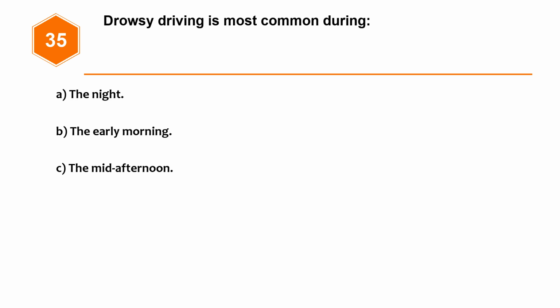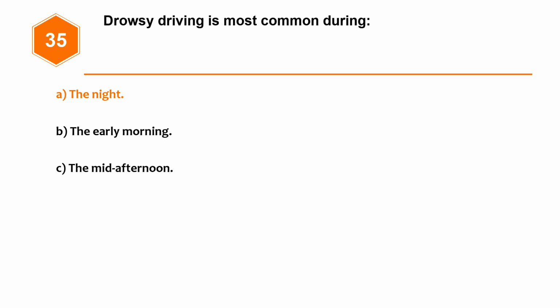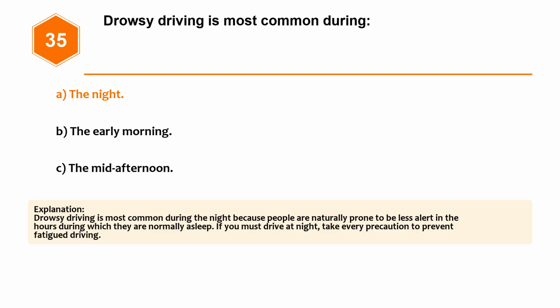Question 35. Drowsy driving is most common during. Option A, the night. Option B, the early morning. Option C, the mid-afternoon. The correct answer is option A, the night. Explanation. Drowsy driving is most common during the night because people are naturally prone to be less alert in the hours during which they are normally asleep. If you must drive at night, take every precaution to prevent fatigue driving.